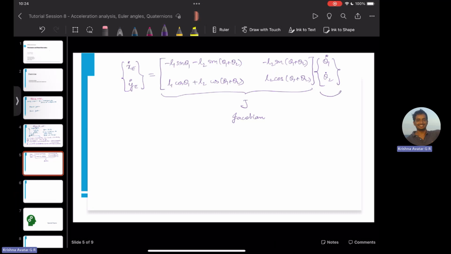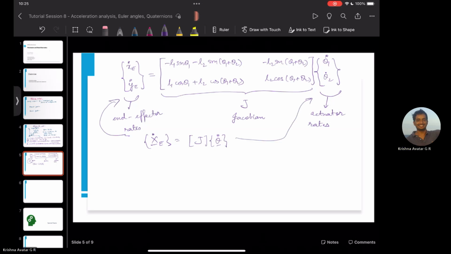So here this vector is what we call the actuator rates, or of course we can also call it joint rates. So let's call it actuator rates. And this is our end effector rates, and this is very clear from our schematic itself, isn't it? Right. Now, we can also write this as xe dot vector is equal to J times theta dot vector. Then this, as you recall, xe represents this vector here, and theta dot. Fine.